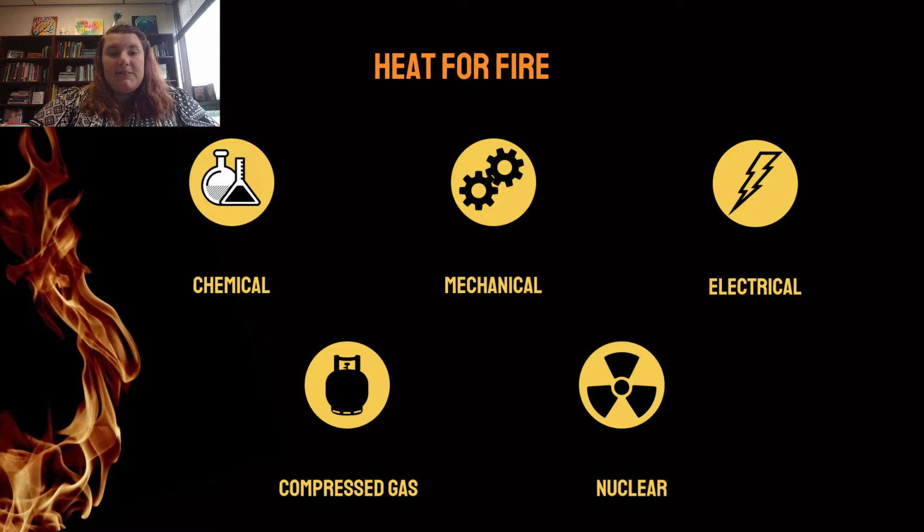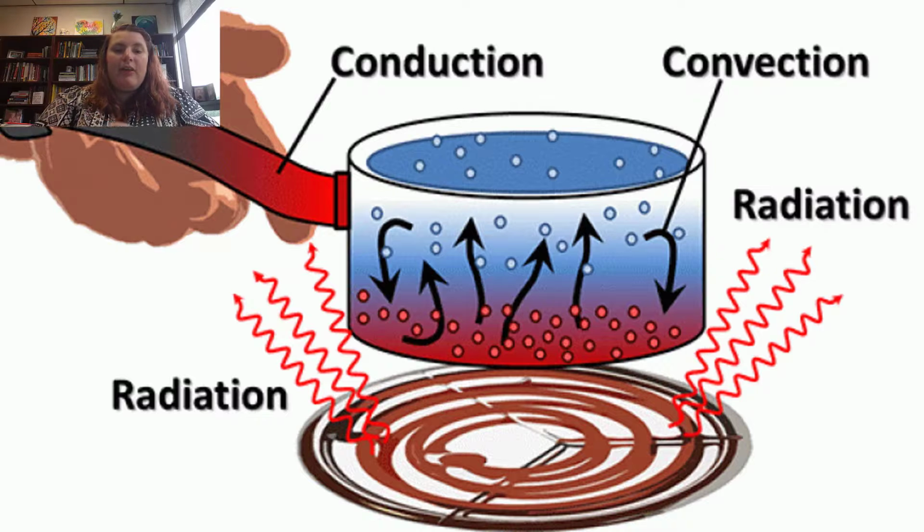Compressing a gas into a small chamber increases the molecular activity of the gas, and that creates energy that can create heat. And then lastly, you can get heat from nuclear energy, which results from the splitting of atomic particles. Regardless of the source, heat can provide energy to the fire by 3 methods.